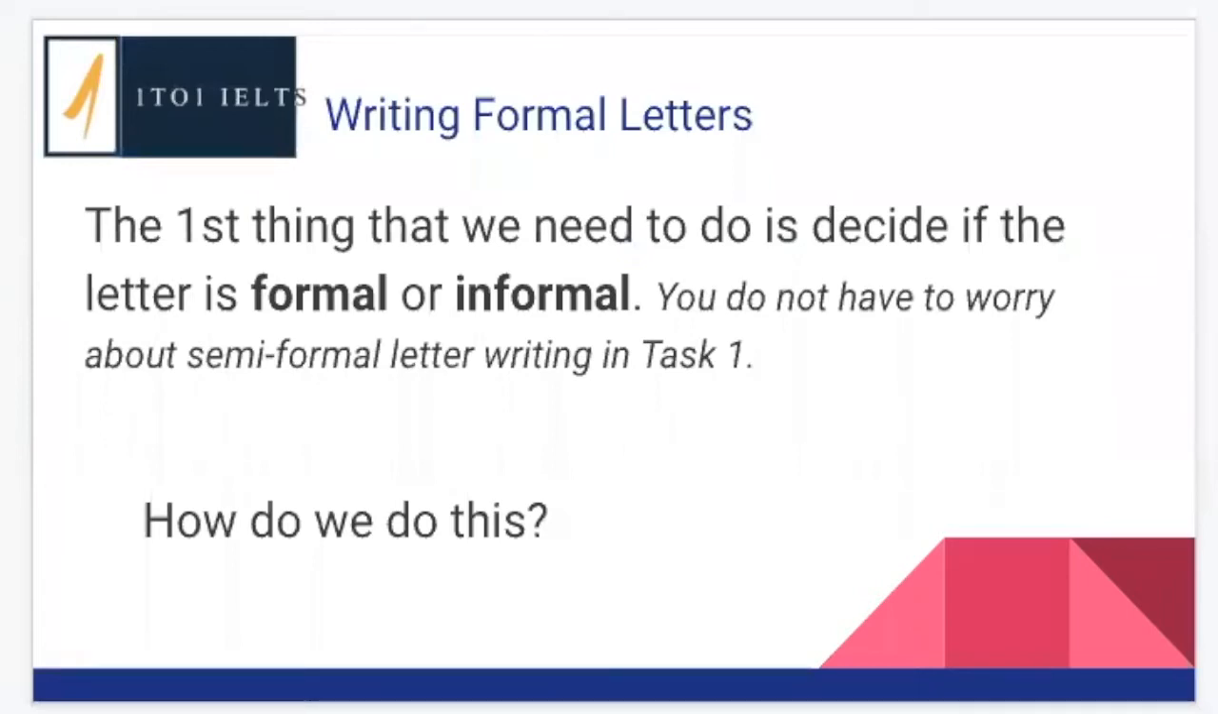So the very first thing we need to do when writing general training task 1 is decide if something is formal or informal. Anyone in the chat, can you tell me how do we do this? Excellent, yeah. So we're just looking for the word friend. It's super simple. If it says write to a friend, it's informal. All other letters are formal.